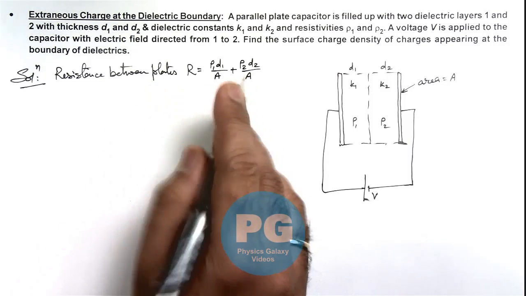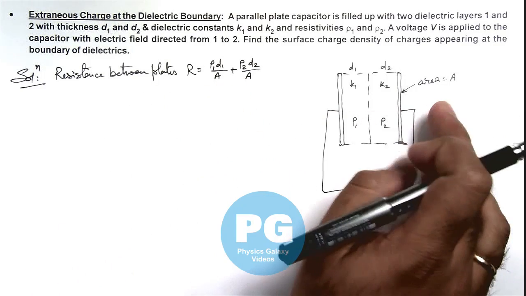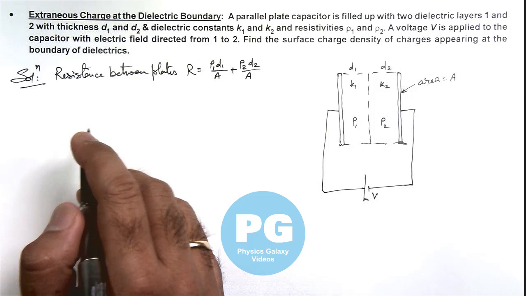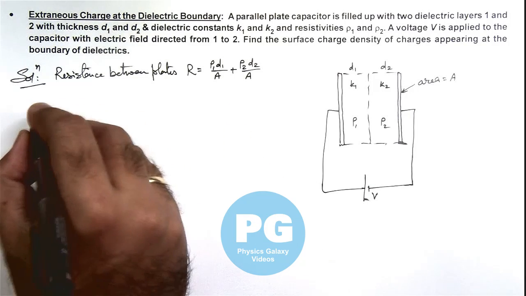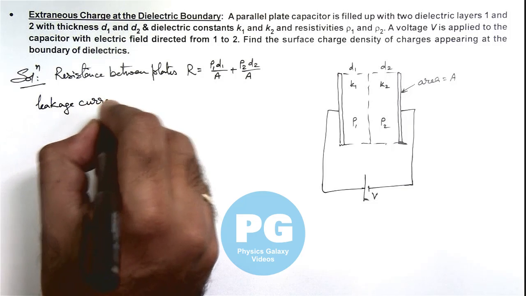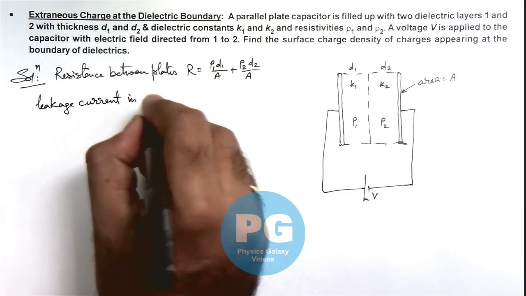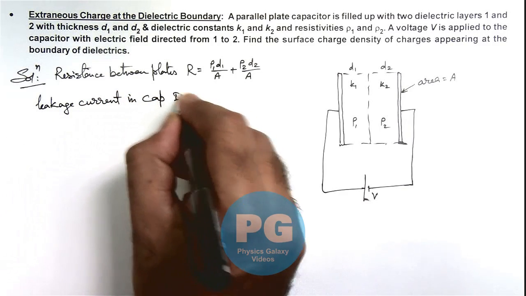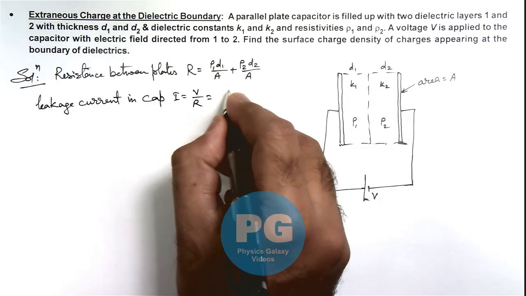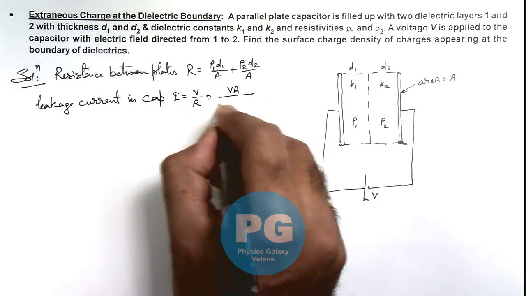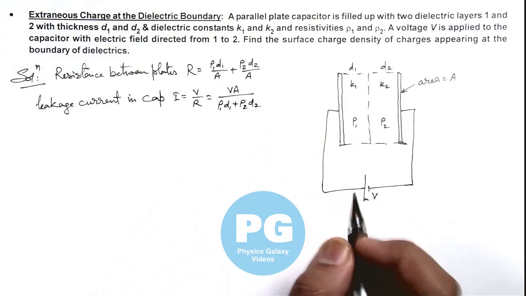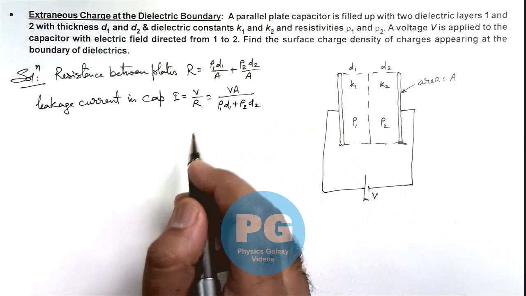As we have resistance, a constant leakage current will flow, as a constant potential difference V is applied here. So we can calculate the value of leakage current in the capacitor, which is given as V by R. On substituting the value, we get VA by ρ1 d1 plus ρ2 d2. This is the current flowing between the two plates.